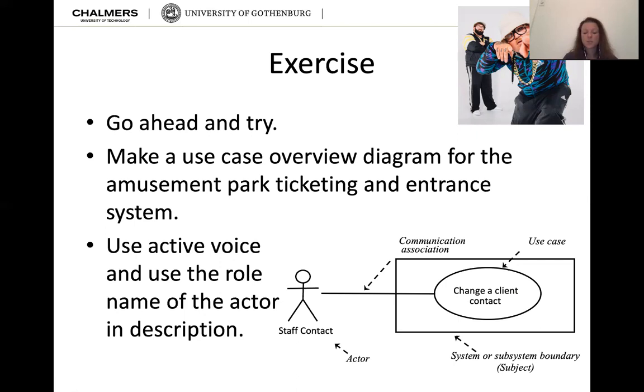And when you choose one that you want to detail, make sure you pick one that has a couple of extensions and subvariations, okay? That way you get to try out all parts of the template. Use active voice and use the role name of the actor in the description. So don't just write the user does X, write staff contact does X. The more specific you can be here, the less confusion there will be later on.